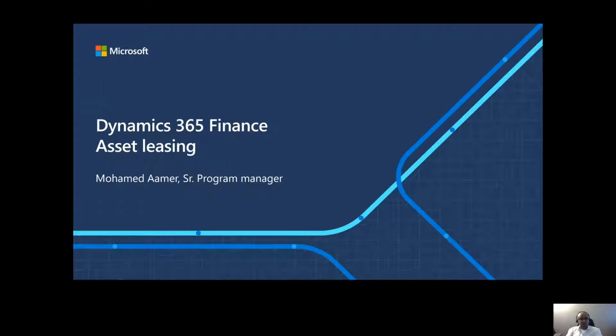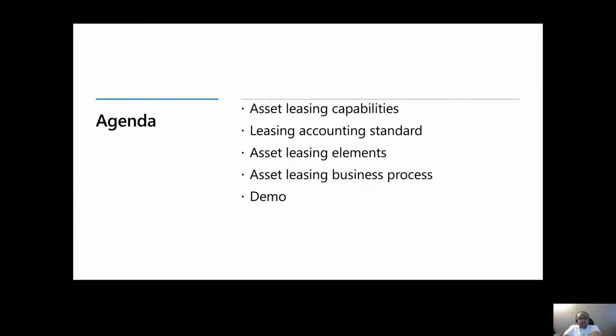And today we are going to cover the asset leasing module, which covers the lease accounting side. Our agenda today, we are going to discuss the asset leasing capabilities and the accounting standards besides leasing, and asset leasing elements in the new module. And we will walk through the main business processes for the asset leasing. And at the end, we will have a demo.